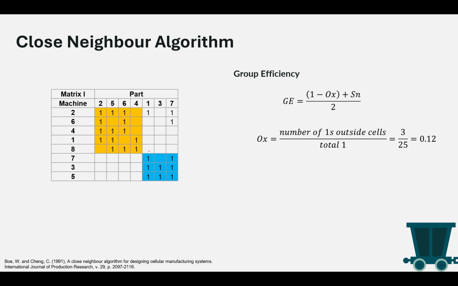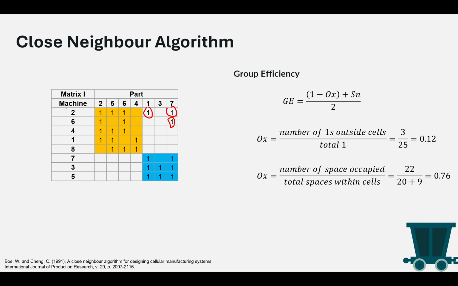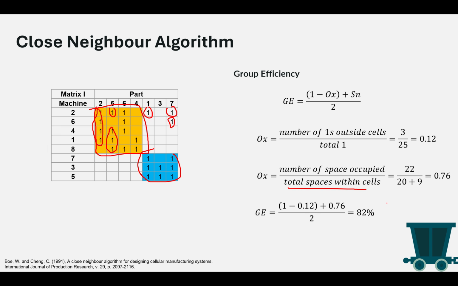So from this formula we can get 3, basically this one, 1 2 3, with the total number of 1s being 25. And then the total occupied, we can calculate all of this, and then we can calculate the total space within the cells. So we got this 20 and we got this 9. Okay, so from this calculation we got 82% effectiveness. Thank you.